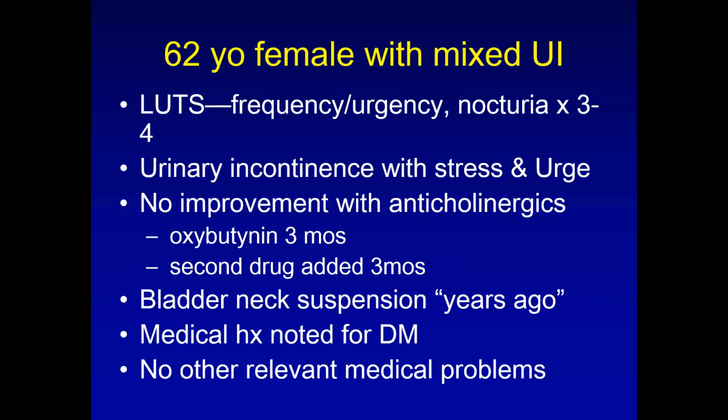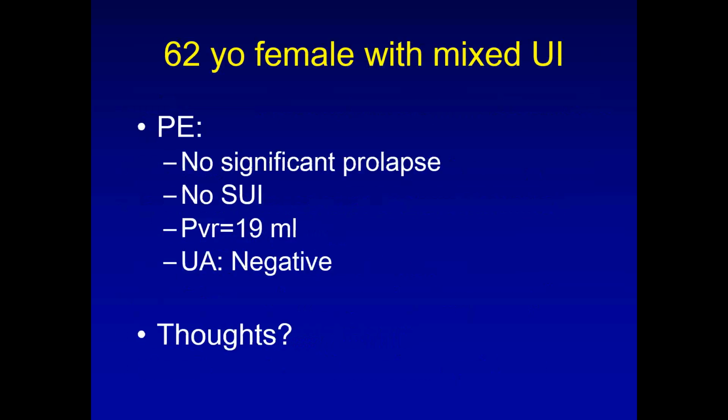She gets put on oxybutynin for 3 months, doesn't get better. She gets a second drug added on. She still doesn't get better. She had a bladder suspension many years ago. She's diabetic. No stress incontinence on exam. PVR is 19. What are you thinking?